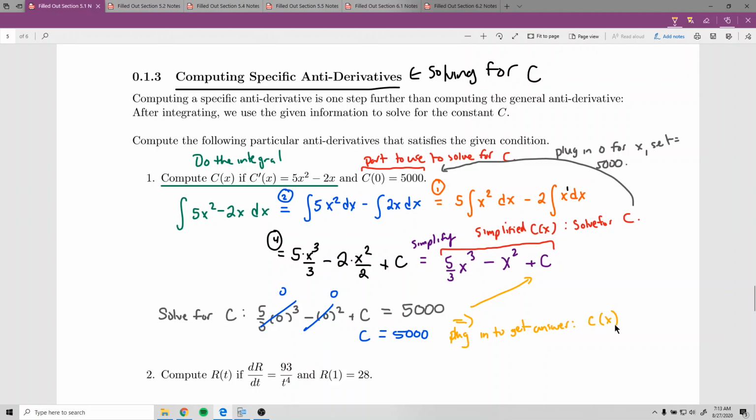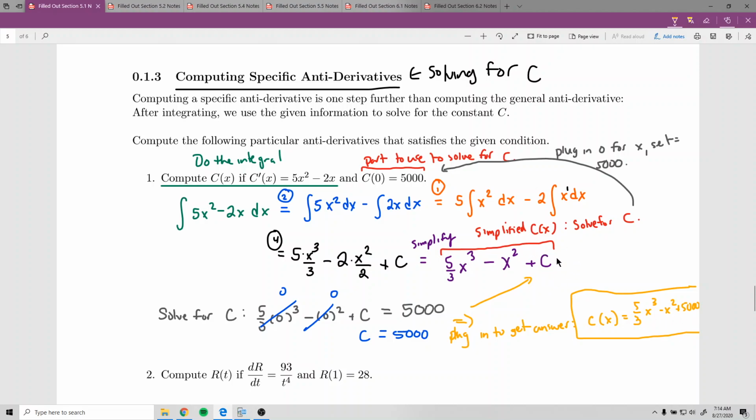So c of x, our specific one, is 5 over 3 x cubed minus x squared plus 5,000. Now do notice here that since we write plus c, when you get 5,000, it's plus 5,000.